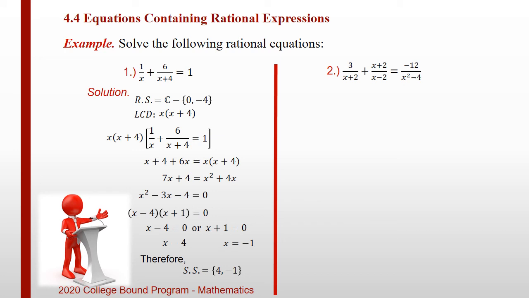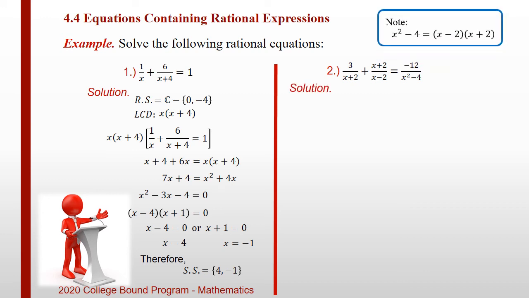Now, consider 3 over x plus 2 plus x plus 2 over x minus 2 equals negative 12 over x squared minus 4. Note that in the right-hand side, x squared minus 4 is equal to the quantity x minus 2 times the quantity x plus 2. This is by difference of 2 squares.